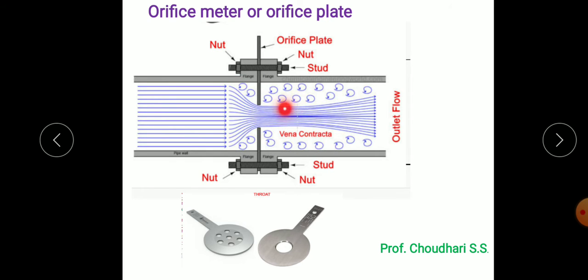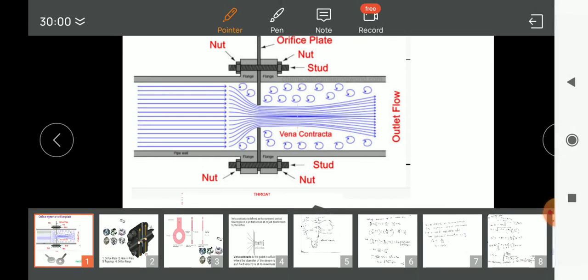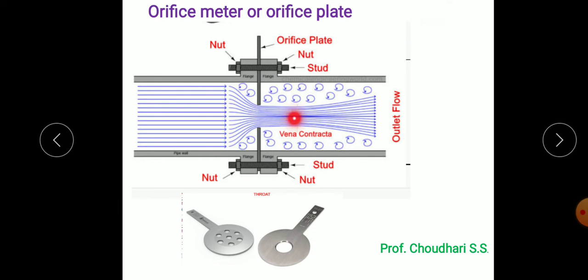Where the area is minimum, that area is called the vena contracta. Here the flow area is minimum, which means velocity is maximum. As we know, the discharge formula is area into velocity. As the area is reduced here, velocity will be increased. Some pressure energy is converted into kinetic energy. So at the vena contracta, area is minimum and we get maximum velocity.